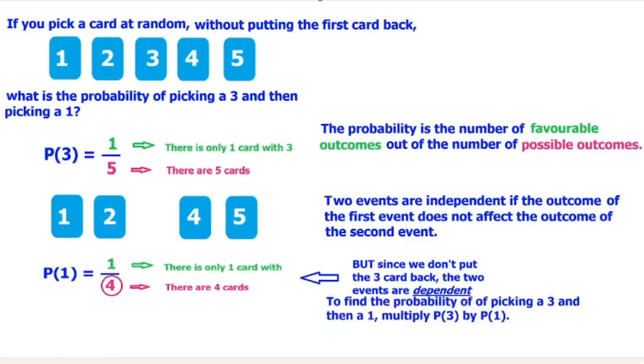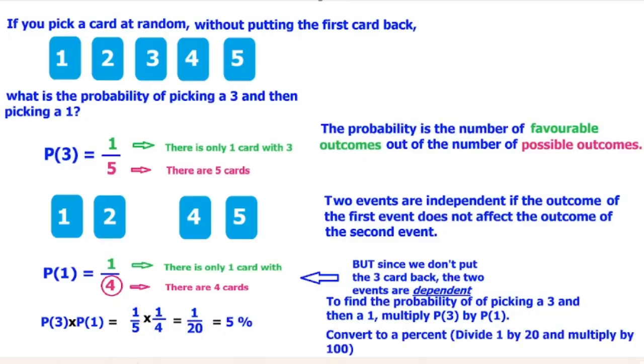So now, to find the probability of picking a 3 and then a 1, multiply the probability of 3 by the probability of 1. So you multiply these two together. So you would get 1/5 times 1/4, which equals 1 over 20.